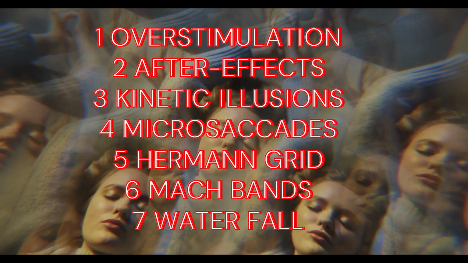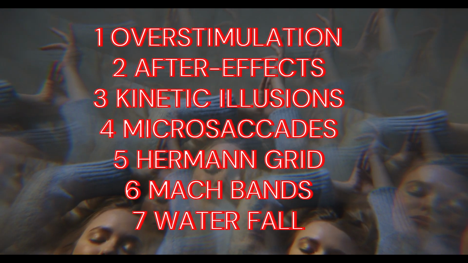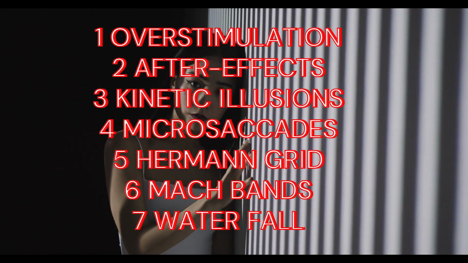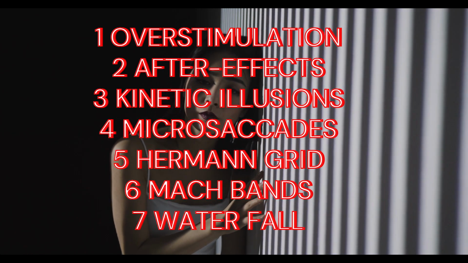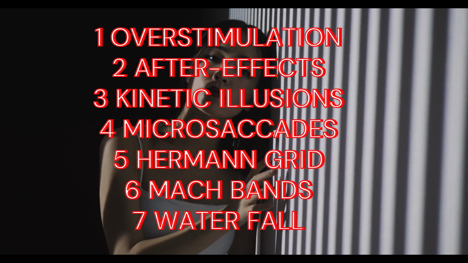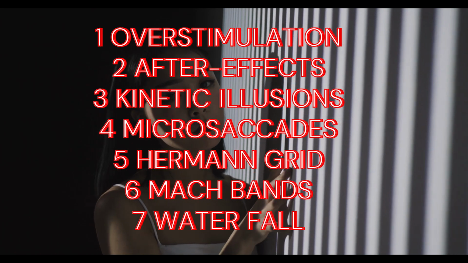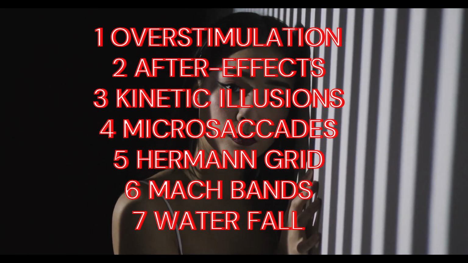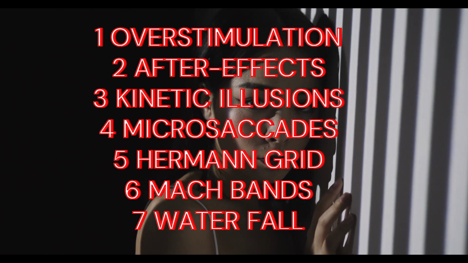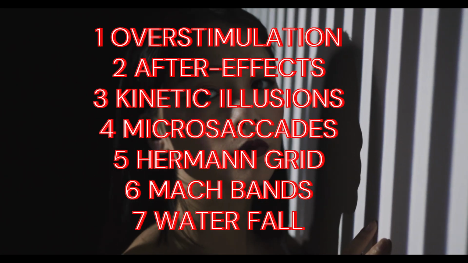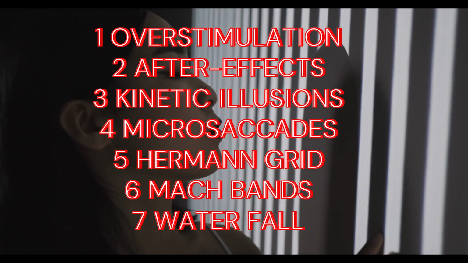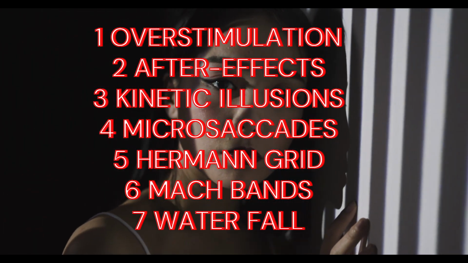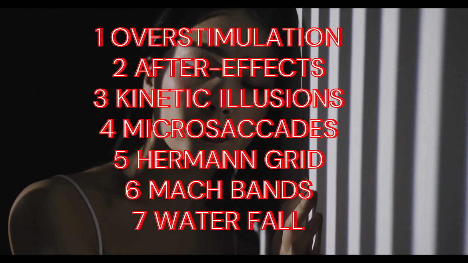Microsaccades illusions. Microsaccades are tiny, involuntary eye movements that occur during visual fixation. Recent research has shown a direct correlation between microsaccades and certain optical illusions, including the Enigma illusion and the rotating snakes illusion. In the case of the Enigma illusion, studies have found that microsaccades can drive the perception of illusory motion.